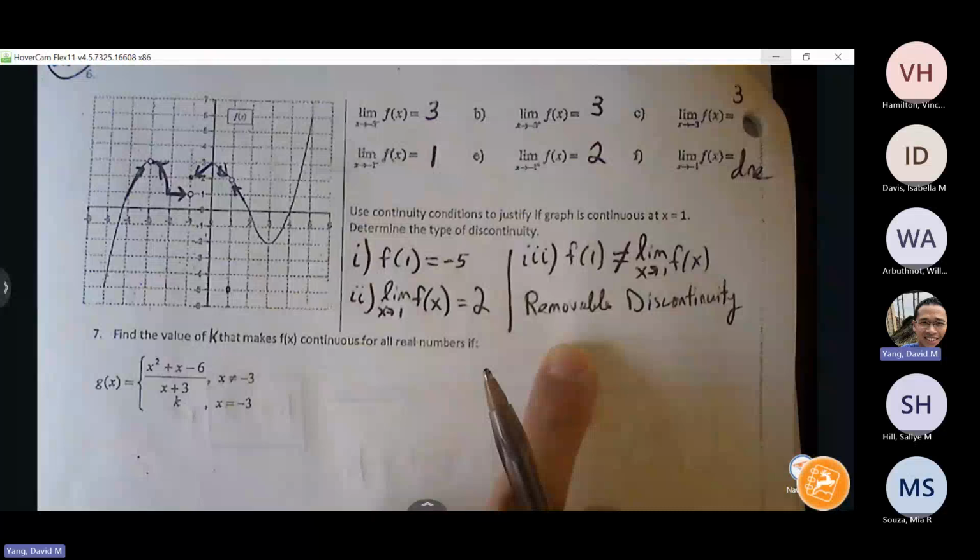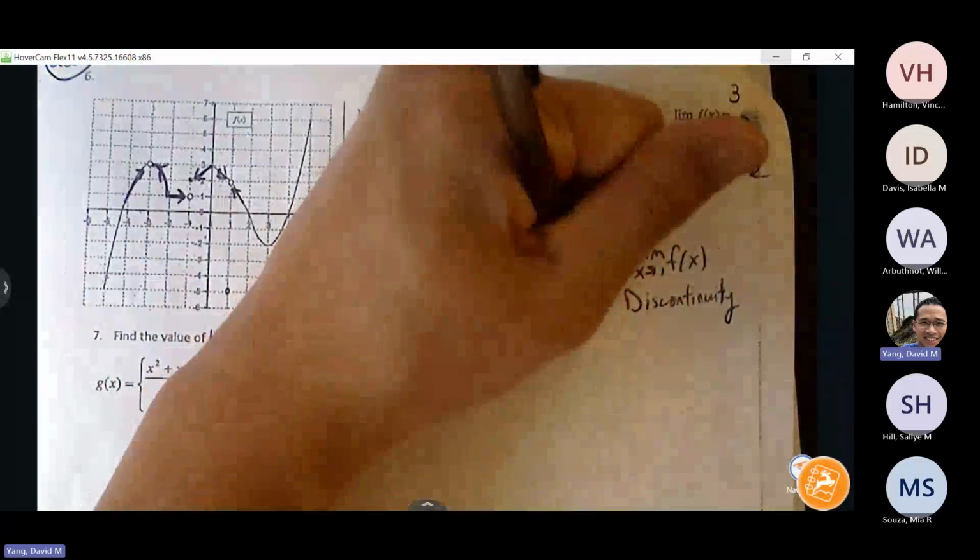Let's specify though. We want to specify it's removable discontinuity at x equals 1.